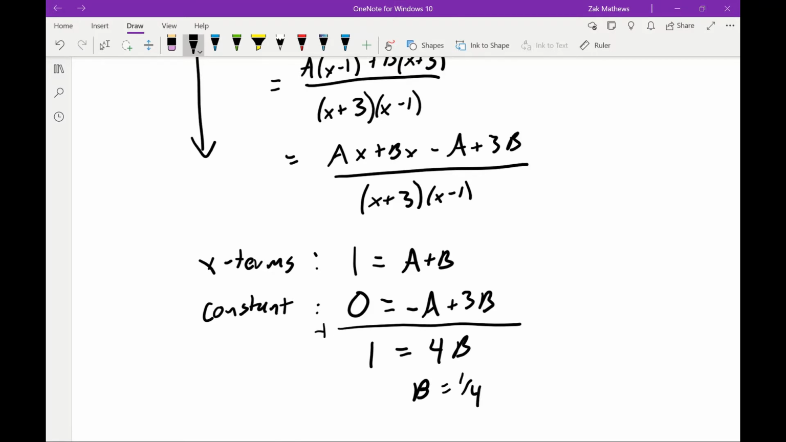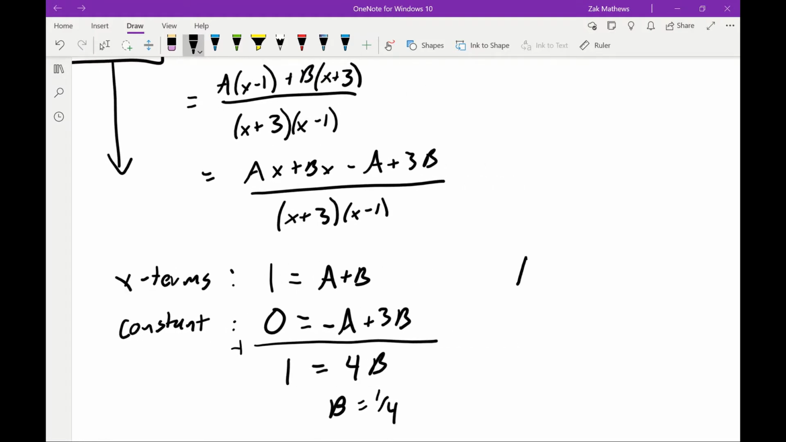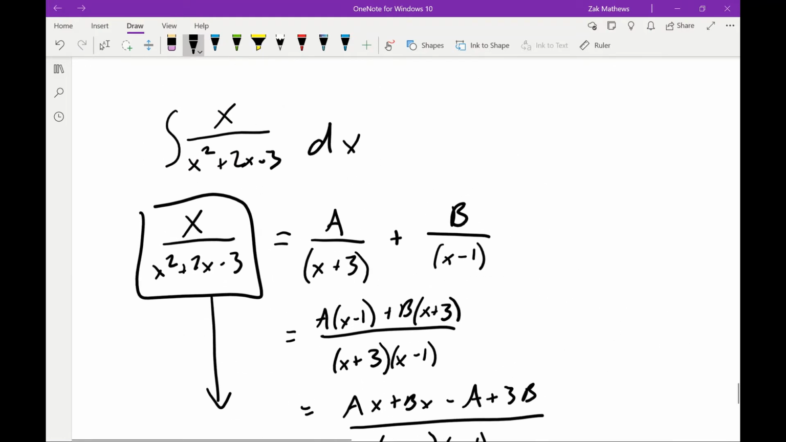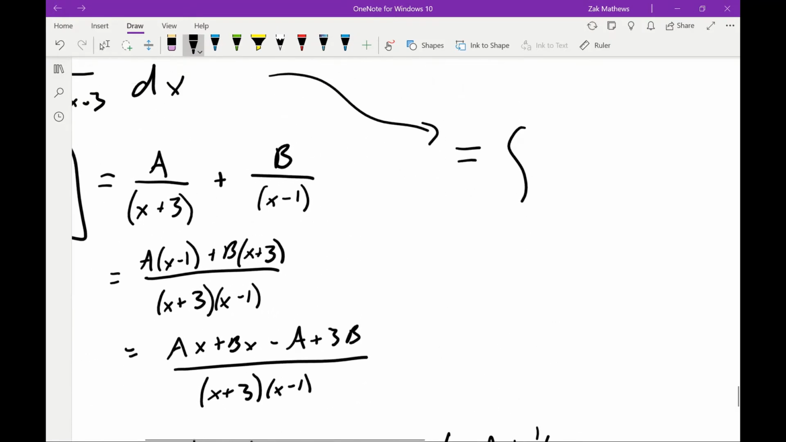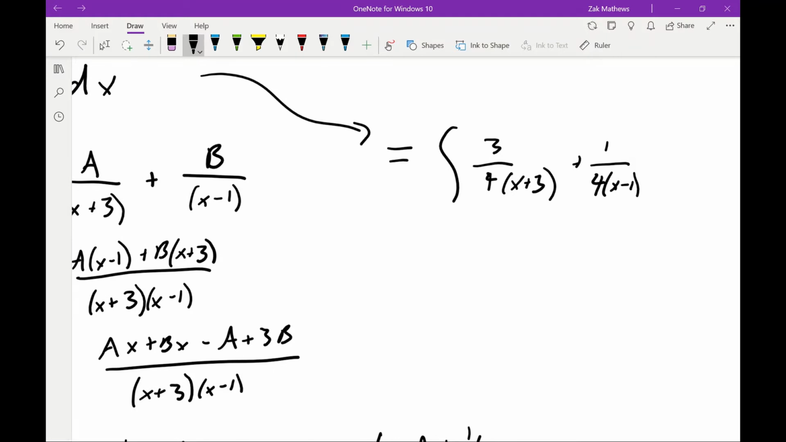And so we still need to get the a, so I'm going to plug it back into that first equation. Just looks to be a little bit easier. A plus 1/4 is equal to 1, so a is equal to 3/4. So now I can come back up here and set up this integral in terms of its partial fractions. The a we said was 3/4, so 3 over 4 times x plus 3. The b was 1/4, and we still have our dx back there.